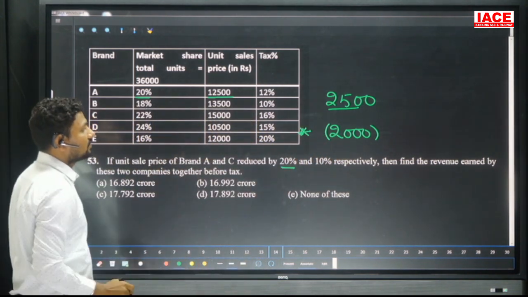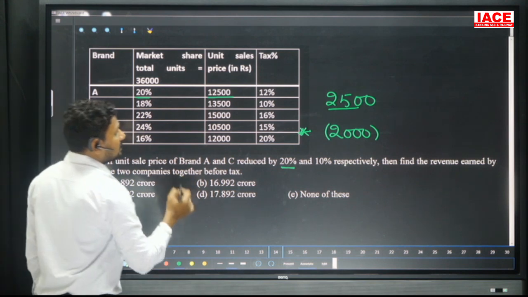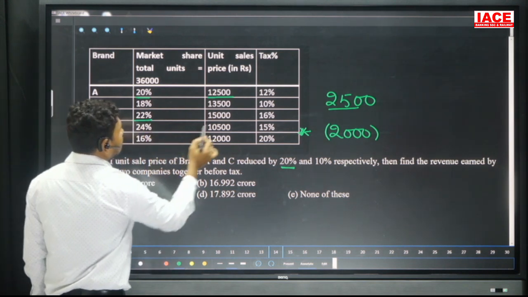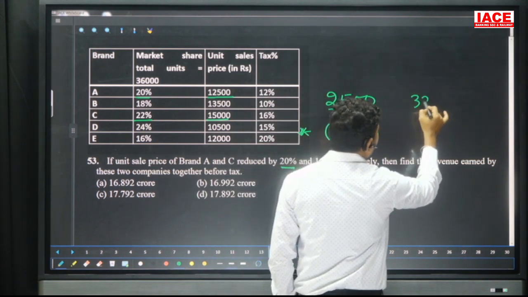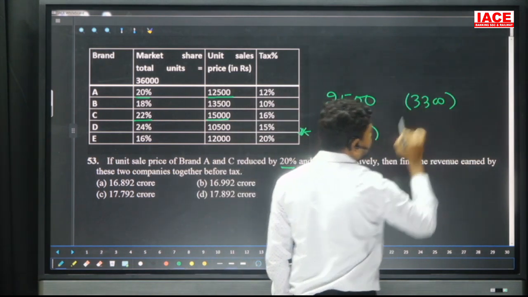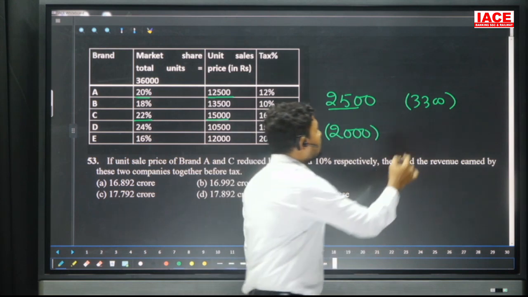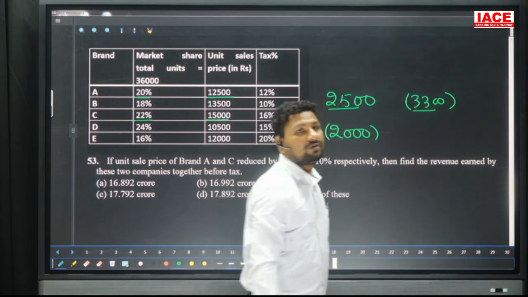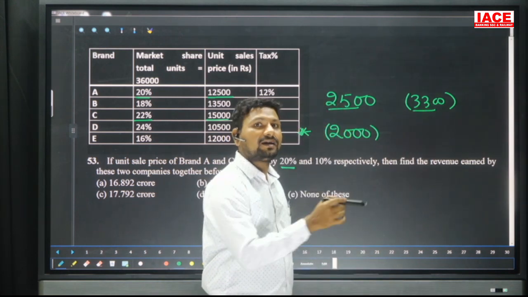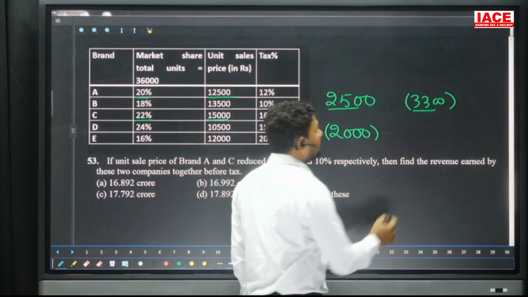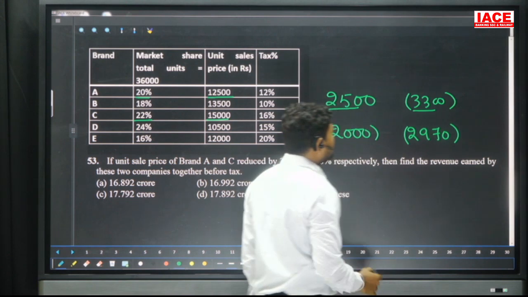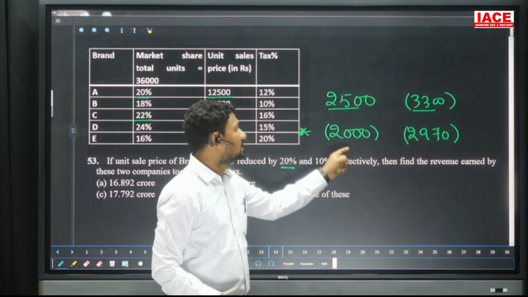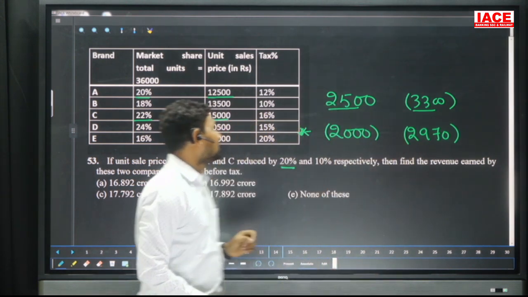Before reduction 2500. Next C value. C value is, look at 22% of 15,000. We are getting 3300. In this 10% we are decreasing. So 10% means how much rupees? 330. 330 is removed from the 3300. 300 cancel, extra 30 rupees is removed. You are getting 2970. You will get how much rupees? 2970 after the decreasing. This is a 20% reduction, this is a 10% reduction.